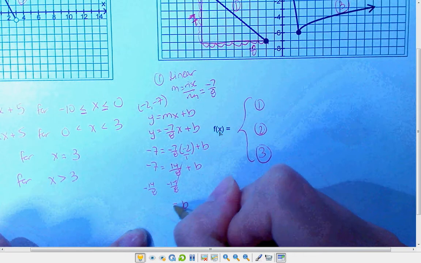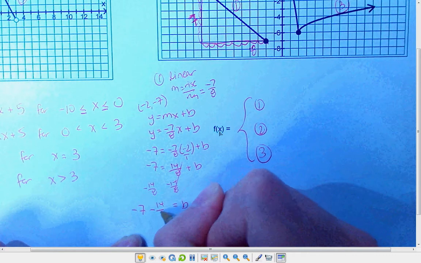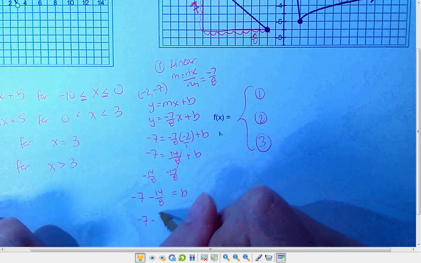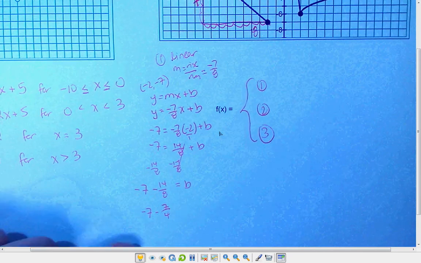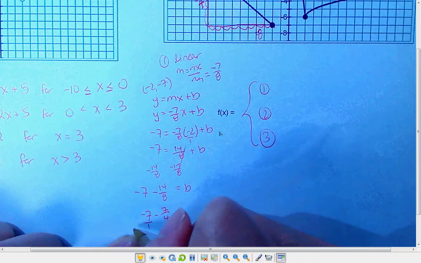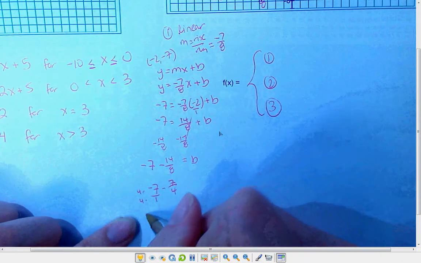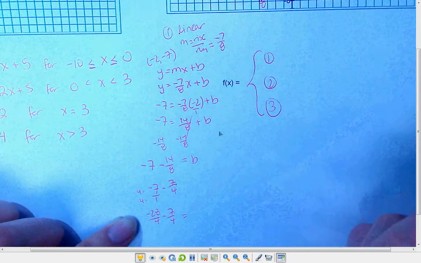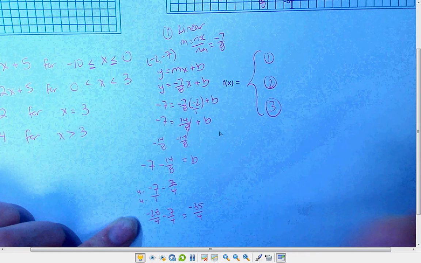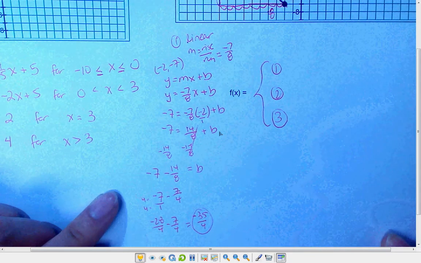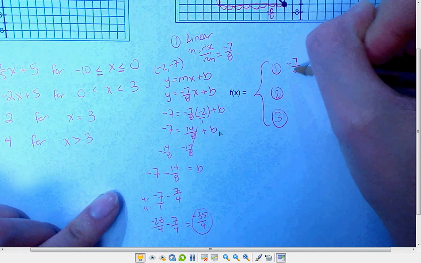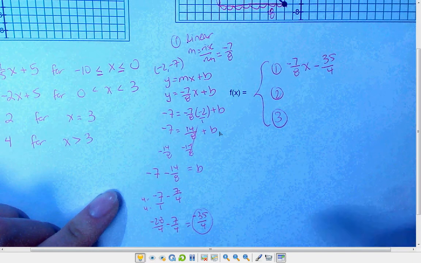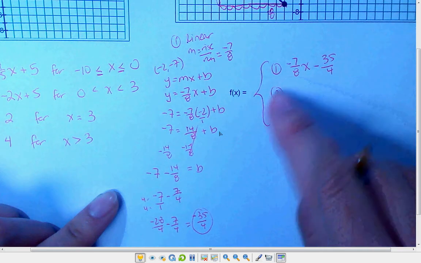And so our b is equal to, we have negative 7 minus 14 over 8. Which we can simplify. So 14 over 8 is 7 over 4. And to get this to have the same denominator, we're just going to multiply both of these by 4. So this is going to become negative 28 over 4 minus 7 over 4. And negative 28 minus 7 gives us negative 35 over 4. And so this is our value for b. So our equation becomes negative 7 over 8x minus 35 over 4. This is my value for b. That was my value for m.